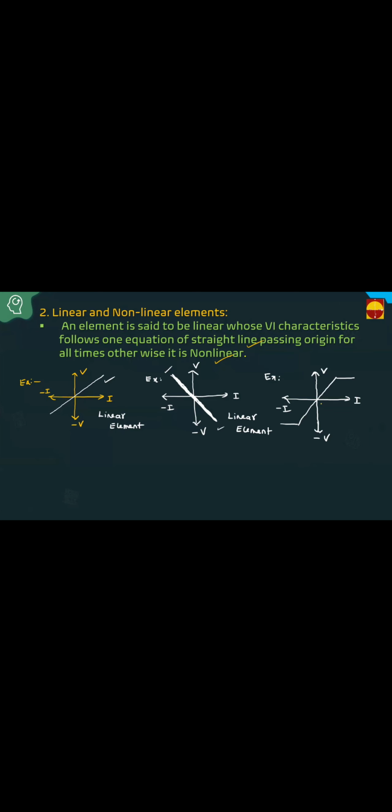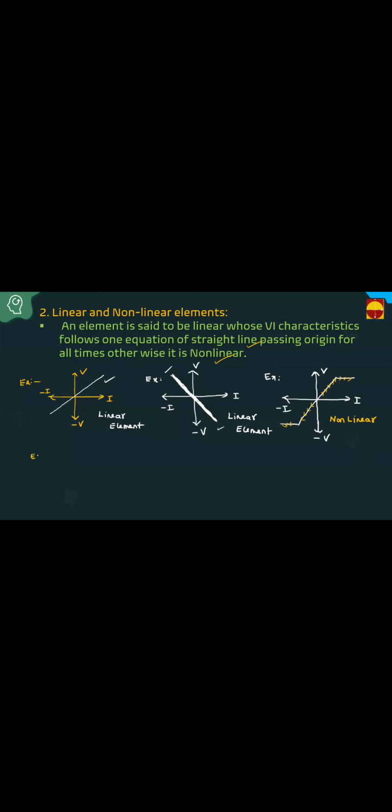Yes. It is passing through the origin, but even though it is passing through the origin, up to this point there is one equation, and after that the equation is changing. It must have only one equation of a straight line. Understand? Up to this one equation, after this it is changing. Here also, up to this one equation, after this the equation is changing. That's why it is non-linear. It must pass through the origin with one equation of a straight line only, in both directions. Then only it is linear. Otherwise it is non-linear.